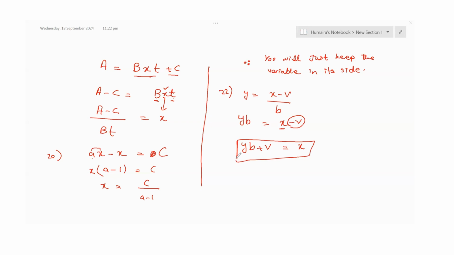Can you explain it again, please? Yeah, please. You have yb equals x minus v, right? Yes. Now we want the value of x. So in order to find this value of x, I have to shift this negative v to the other side so that I only have x on this side. When I shift this negative v to the other side, it will become positive v. So yb as it is and then positive v equals x. That would be your answer. Okay. Clear now? Yeah.